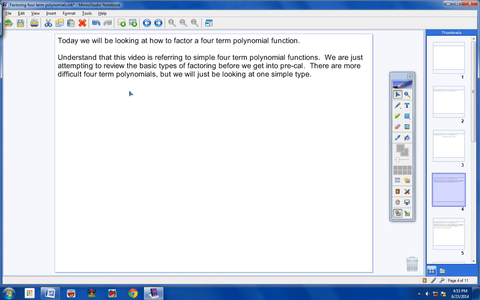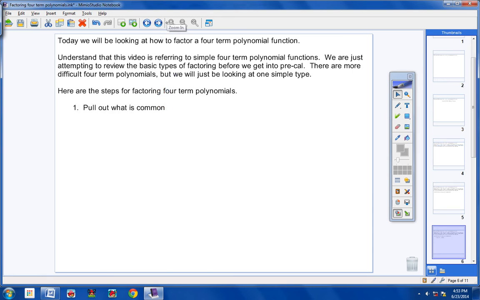Okay, students, there are more difficult four-term polynomials than what we're going to look at today. Just today we will be looking at one simple type. Okay, here are the steps for factoring four-term polynomials. Number one, always pull out what is common first. Number two, make sure it is written in standard form.